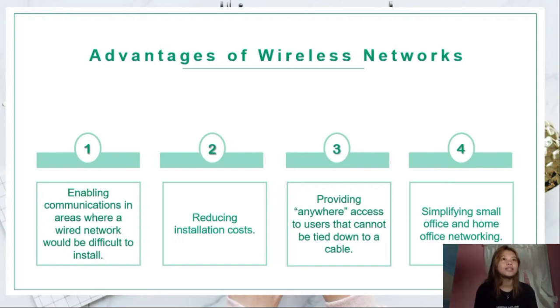Number two, easy to install. When compared to a wired network, installing a wireless network is faster and easier. It also avoids the use of difficult to install cables and removes a safety concern, because the user may trip on the wires and fall.